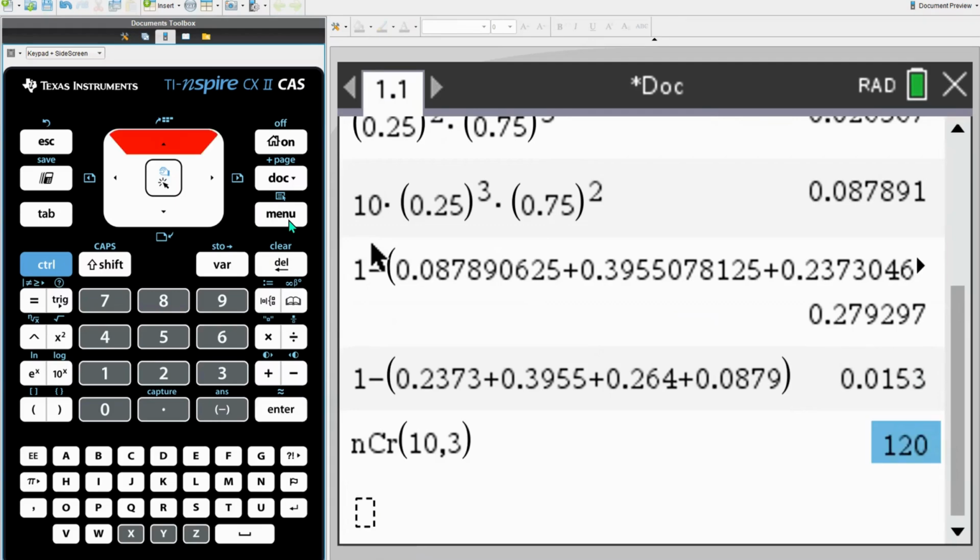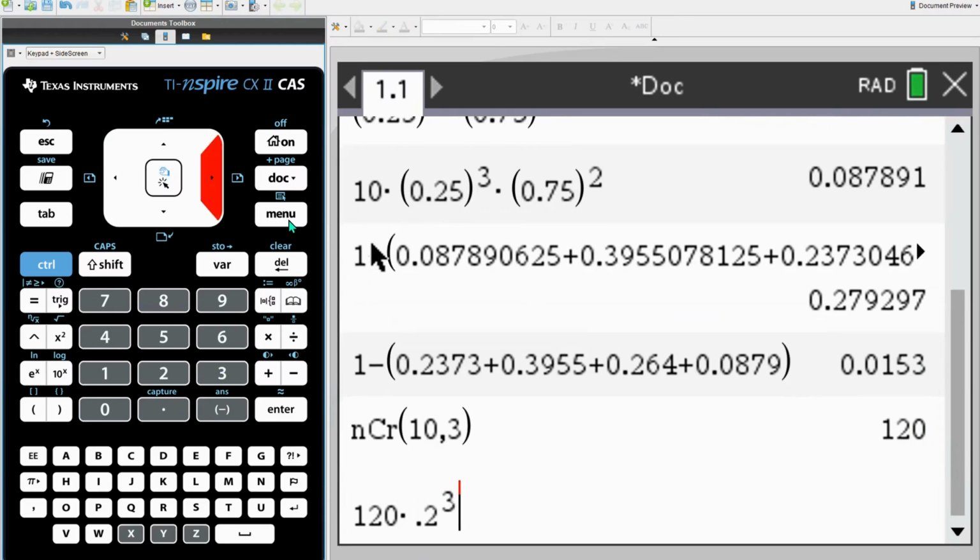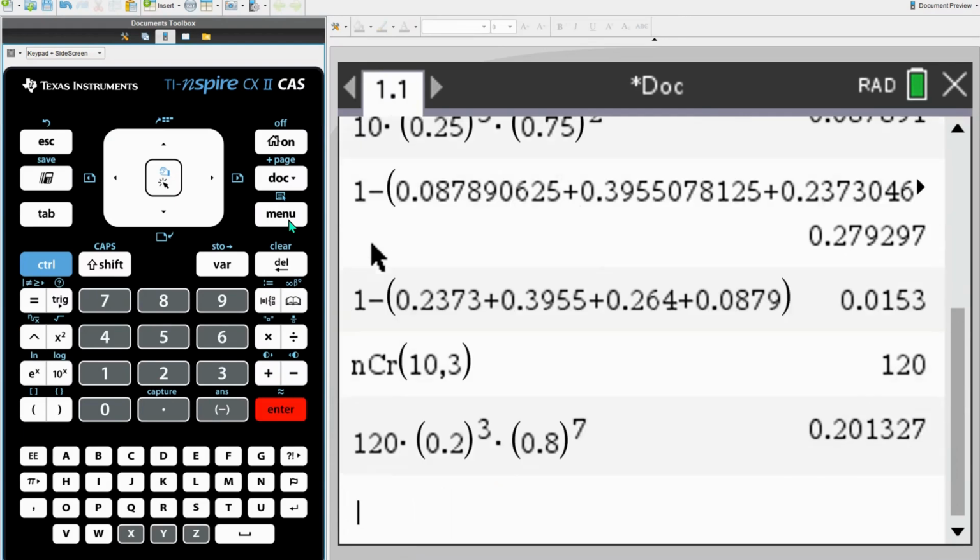So maybe we say 120 times 0.2 to the third times 0.8 to the seventh, and there's our probability, 0.2013.